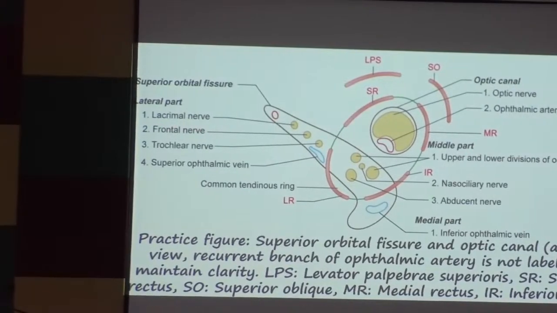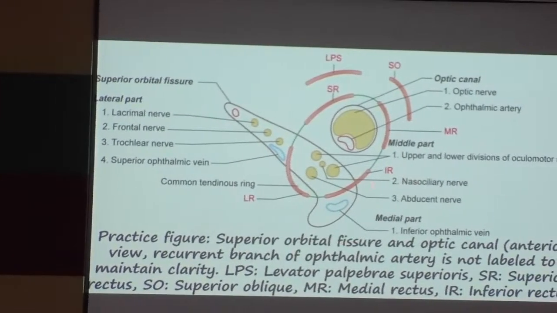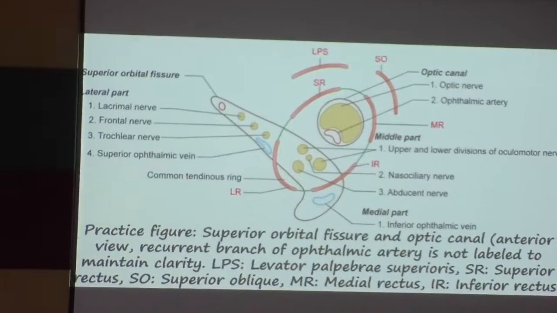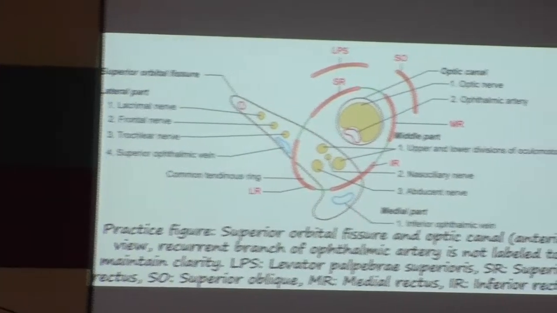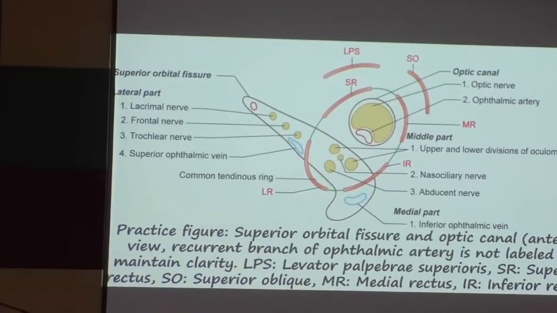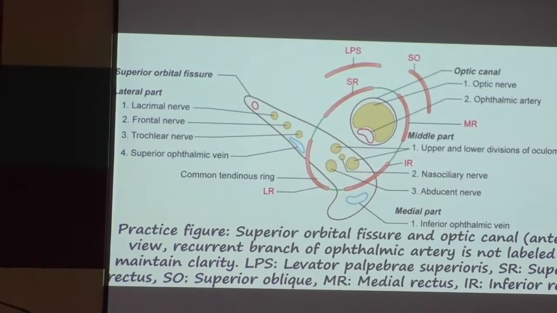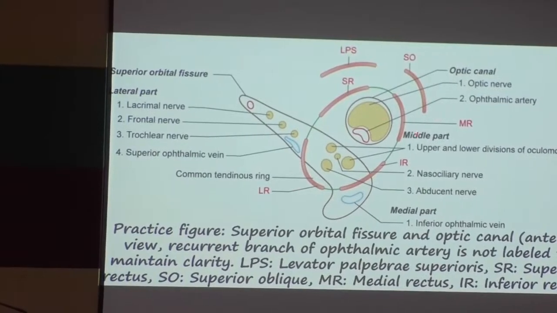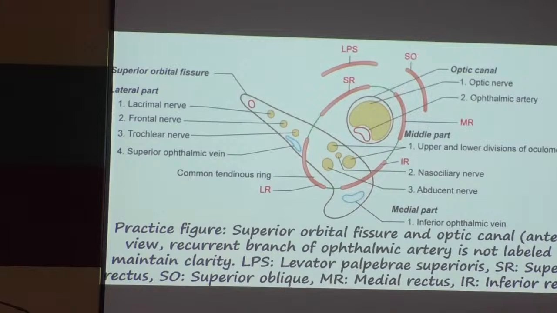Is this artery. Okay, and this ring, this open separated ring, is known as the common tendinous ring or annulus of Zinn. Okay, and it gives origin to four recti muscles. The four recti muscles are superior rectus, inferior rectus, medial rectus, and lateral rectus. These are the four recti muscles originating from the annulus of Zinn. And it is dividing the superior orbital fissure into three parts.